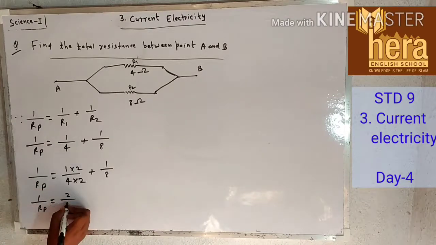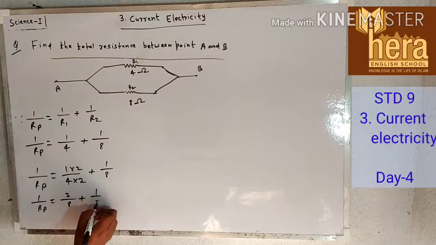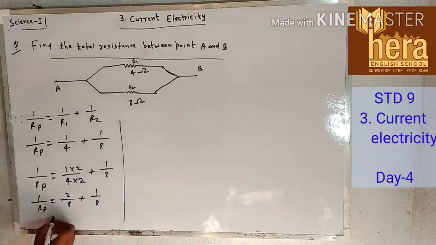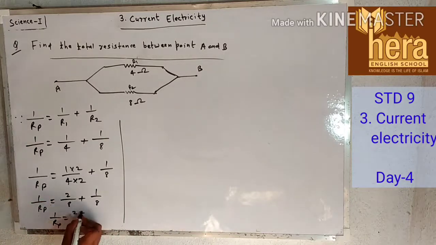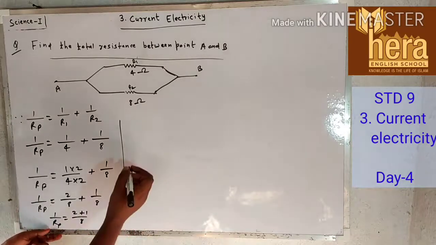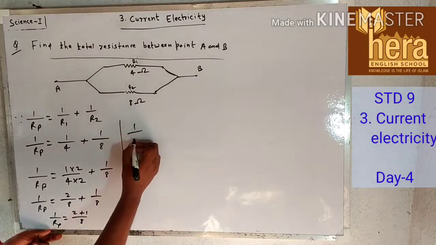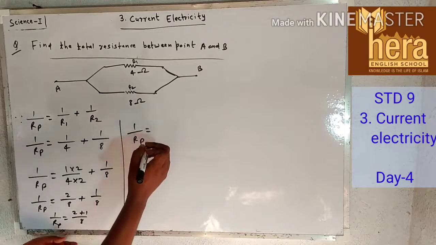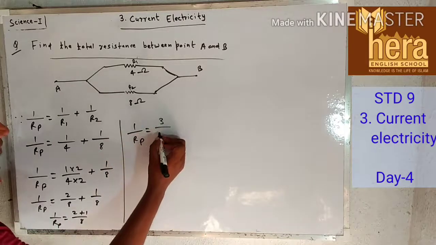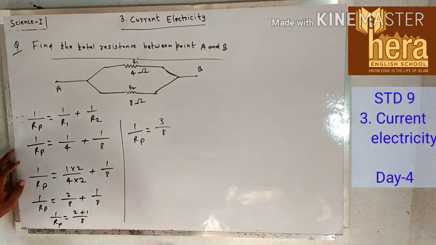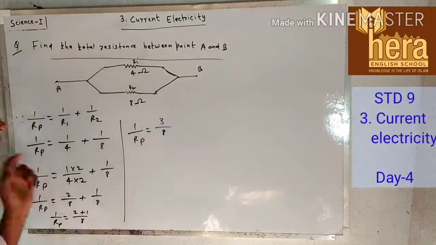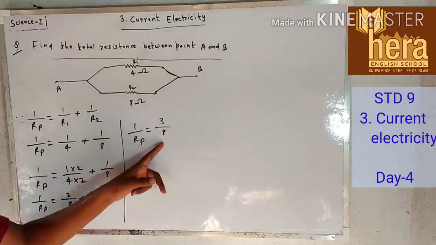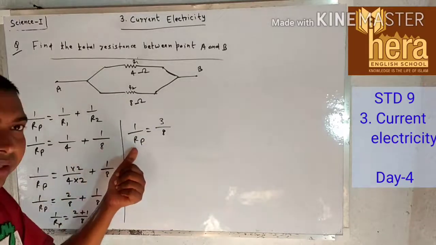2 upon 8 is equal to 1 upon 8. 1 upon Rp is equal to, now 2 plus 1 upon 8. So 1 upon Rp is equal to 3 upon 8. Now this is 1 upon Rp is equal to 3 upon 8. But we have to find the value of Rp.